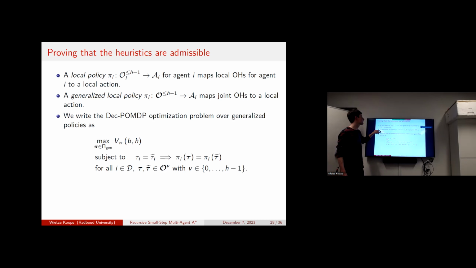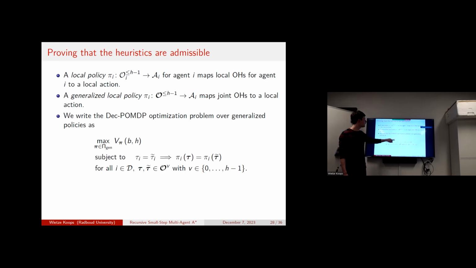And conversely, I can add a constraint to my optimization problem and say, oh, actually, formally your object is a generalized local policy, but it actually represents a local policy because the constraints tell you that it does. That's not what I'm doing here. It's a weird way to represent the Dec-POMDP optimization problem, but it is still exactly the same problem. We maximize over generalized policies, which are just tuples of generalized local policies for every agent.